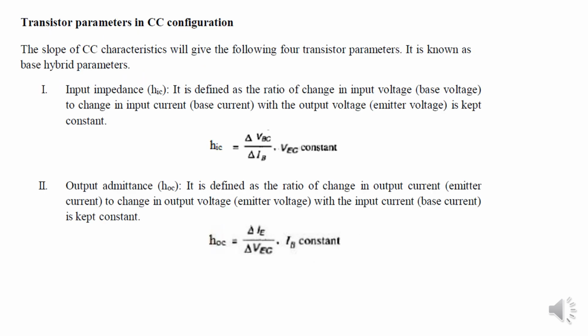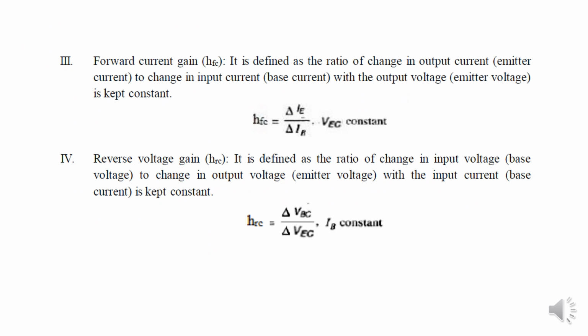These are the transfer parameters: the input impedance of the common collector configuration, and this is the output admittance. The next one is the forward current gain of the configuration, and the last one is the reverse voltage gain. That's about the input and output characteristics of the CB, CE and CC configurations.